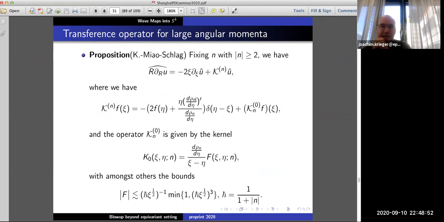Of course, the spectral measure comes in here. The spectral measure is very well behaved. These spectral measures, they're all bounded functions, as long as n is larger or equal than 2, and the rho of xi converges to a limiting point. And then there is this non-local part in this transference operator, and the non-local part again allows for a very precise description.